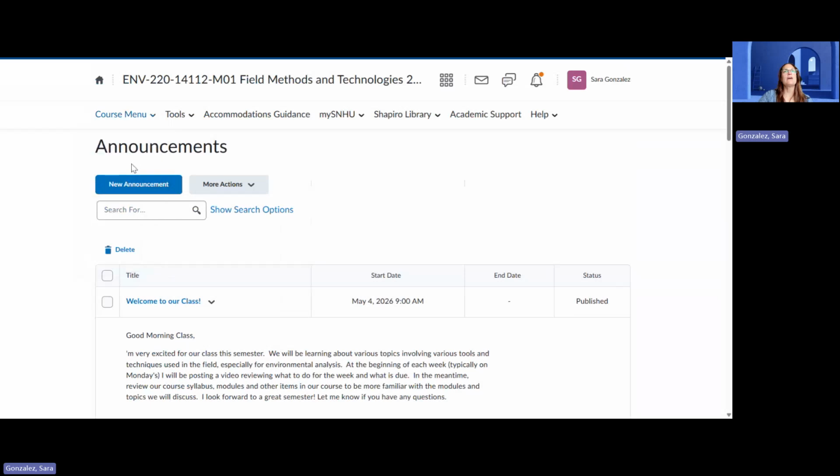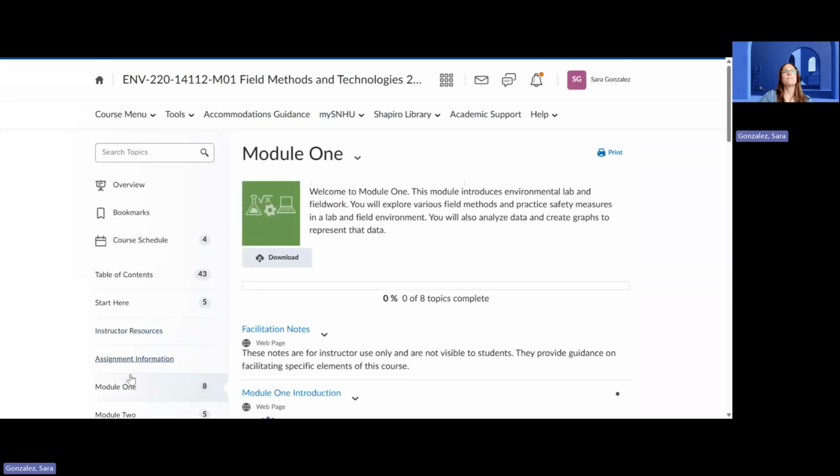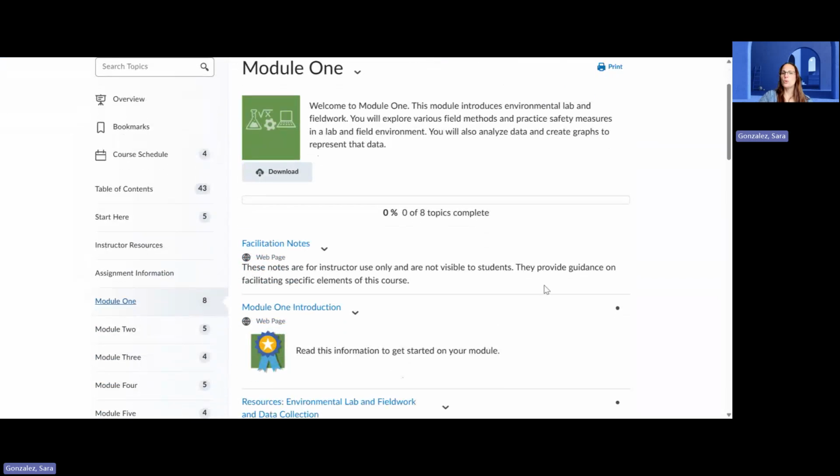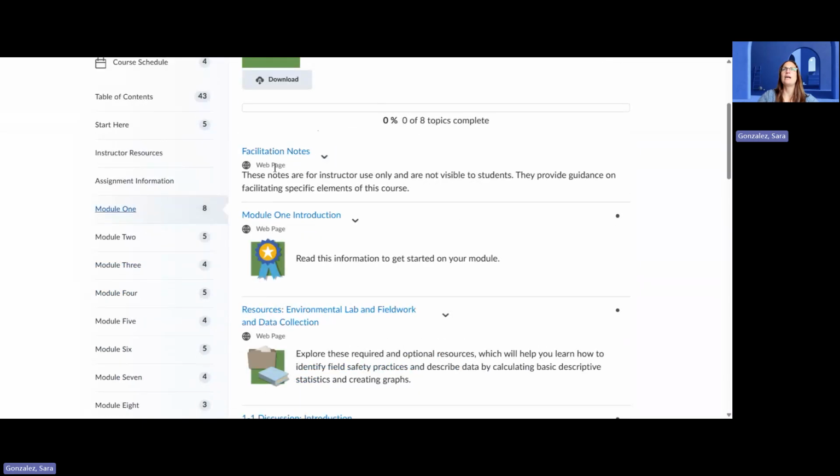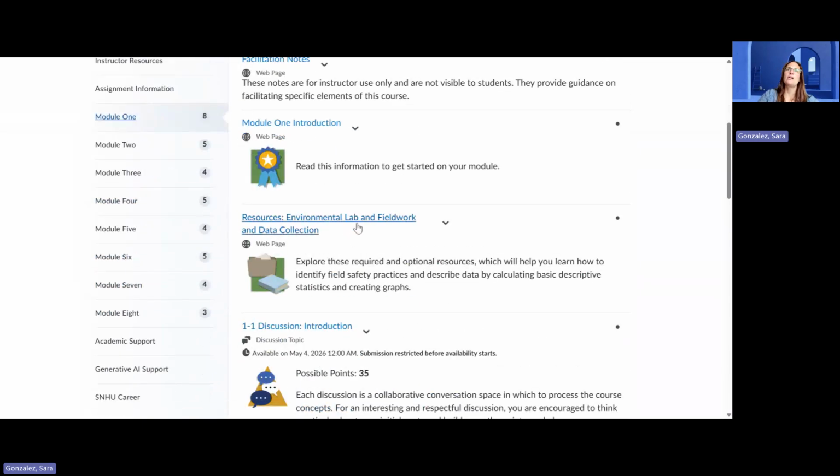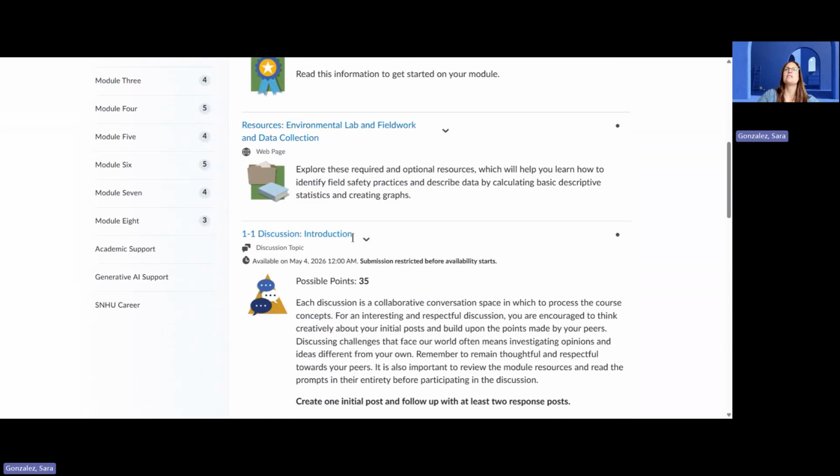So let's go ahead into the learning modules. So we'll go to module 1. I'll warn you, there's quite a bit due this week, but it's not as bad as you think. This is just a very intro to environmental lab and field work here. So take a look at the intro and the optional resources here.